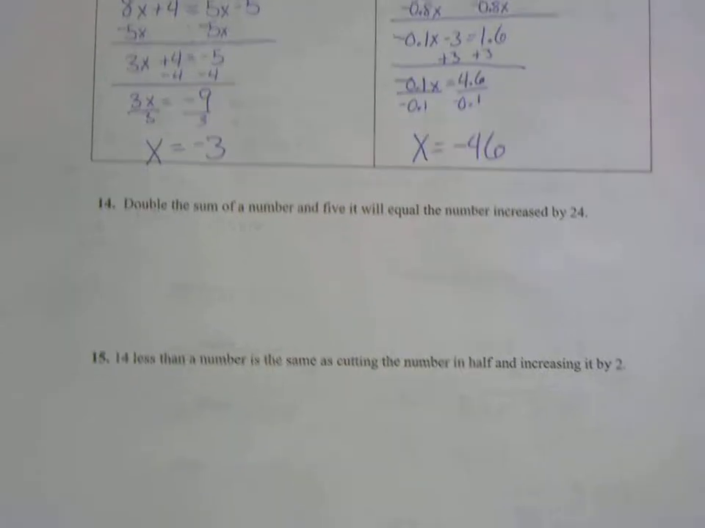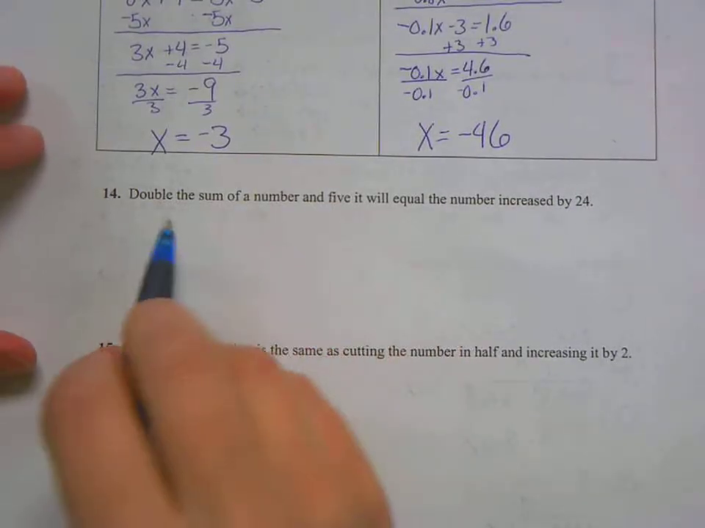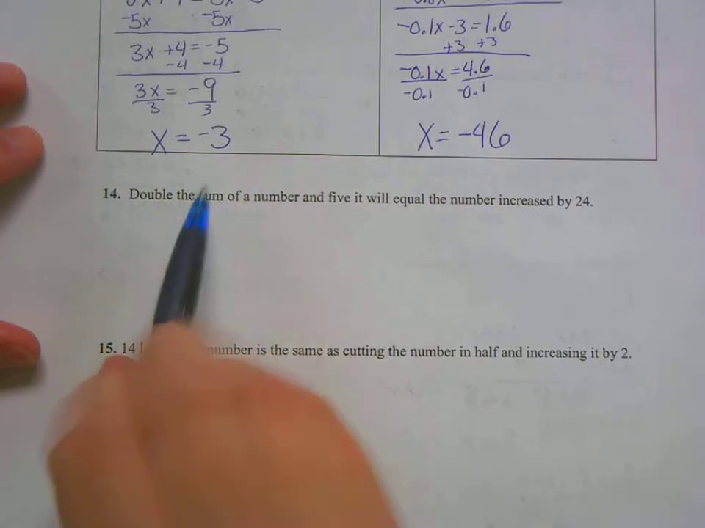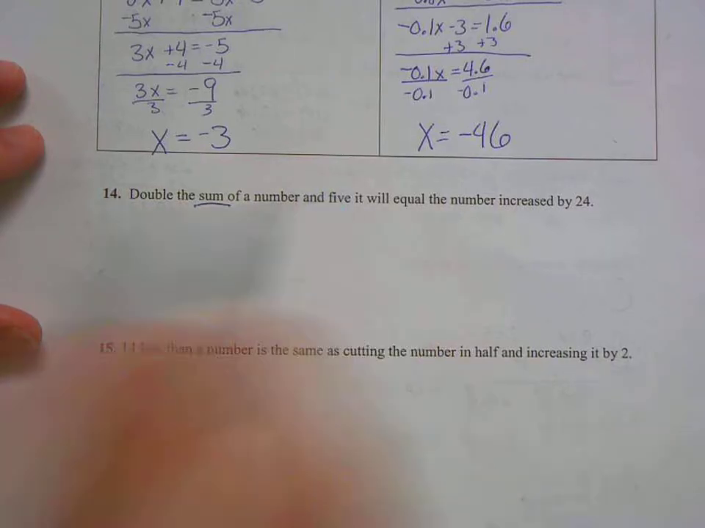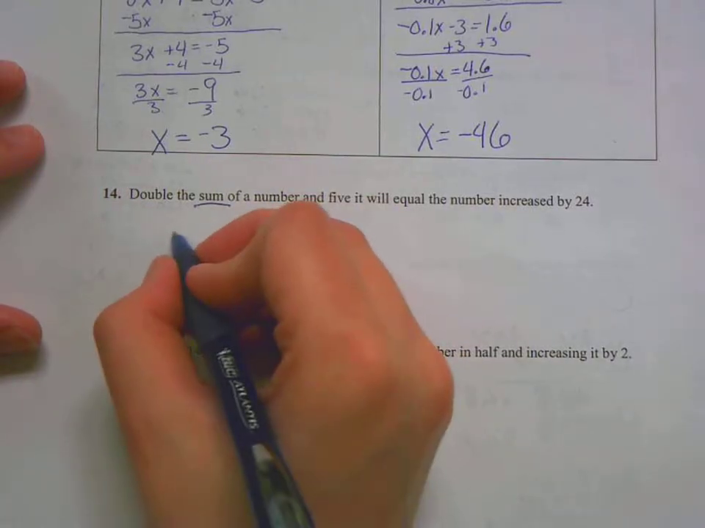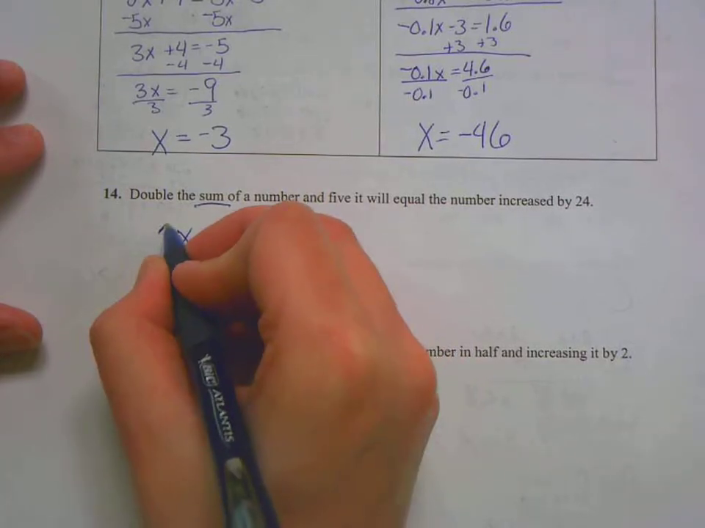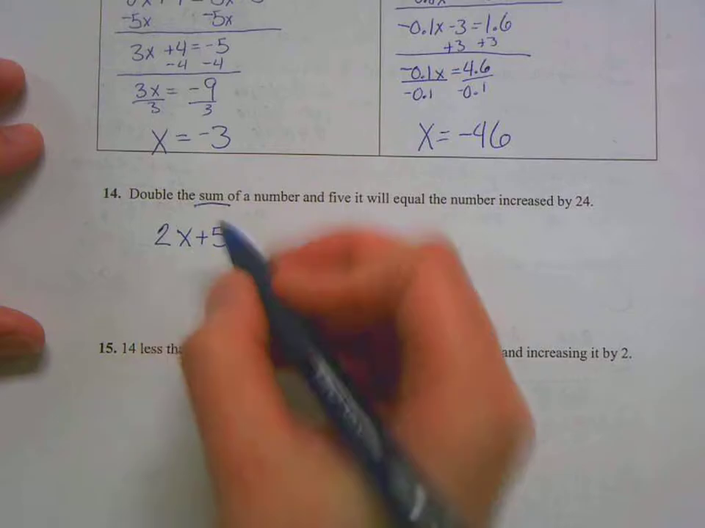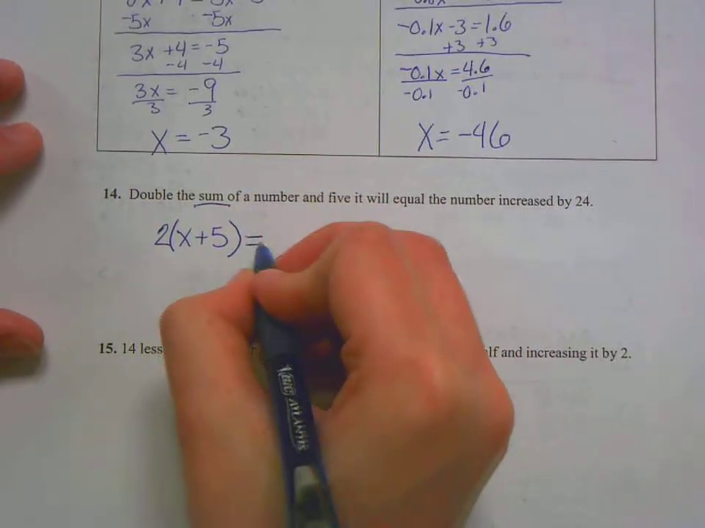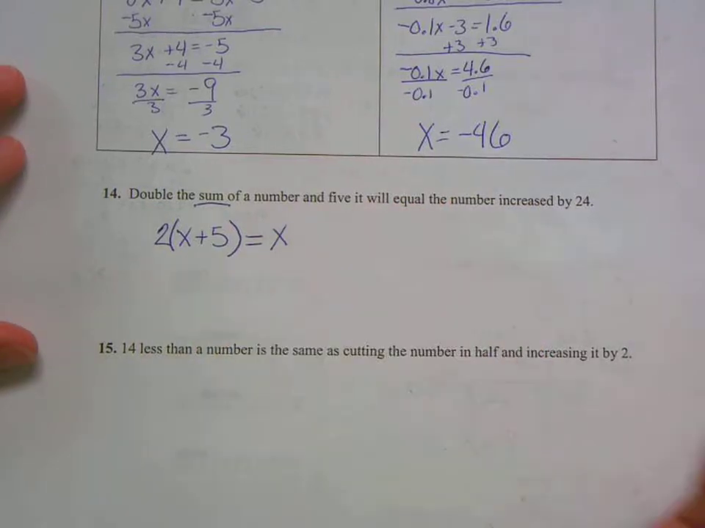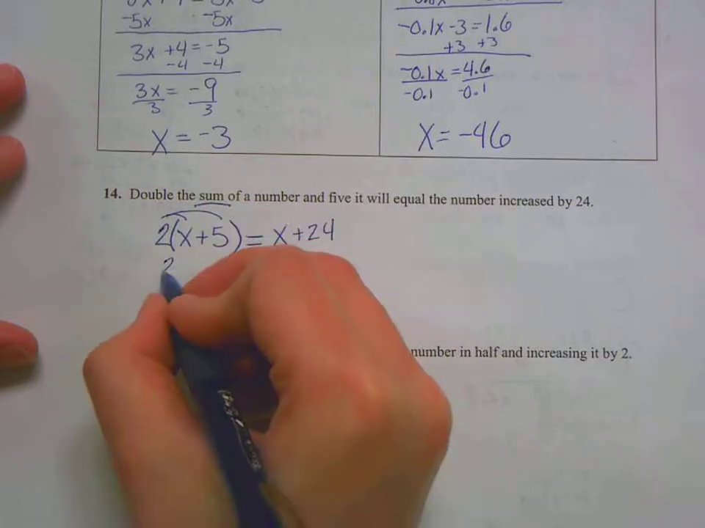And at the bottom, some word problems that we want to start by translating. Double the sum, right there, I know I'm going to be doubling the sum of a number and 5 will equal. So if I've got the sum of a number and 5 and I have to double it, I'm not just going to write 2 because that's only doubling the x. I want to double the sum, so I have to put that in parentheses, is equal the number increased by 24, that means addition. And then solve.